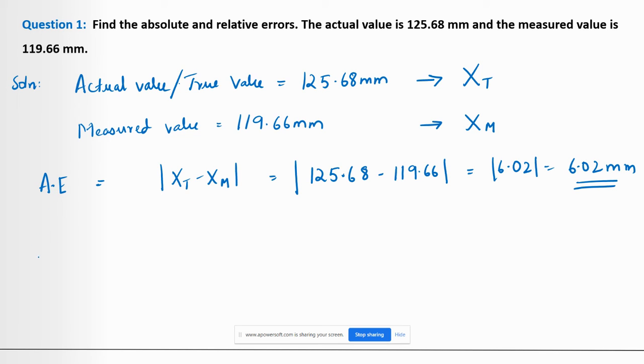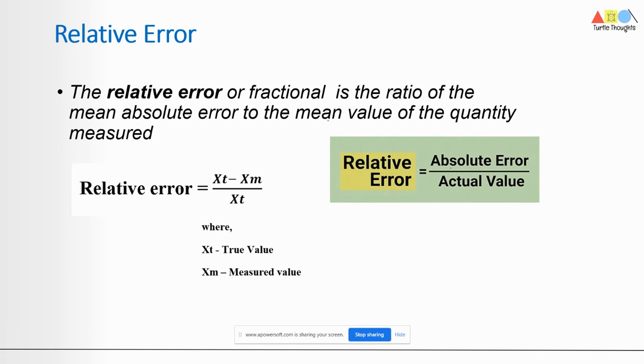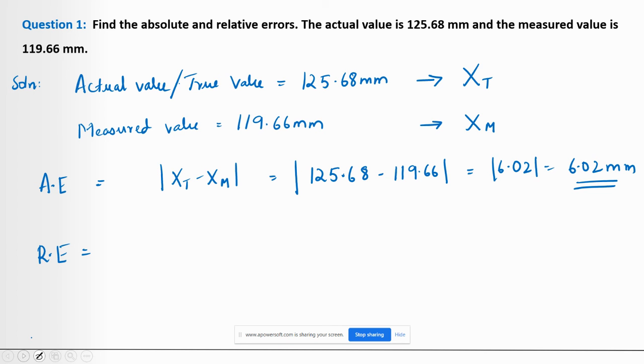Now, what is your relative error given by? We know that relative error is given by absolute error divided by the actual value. So I can tell (xt minus xm) divided by xt. This is the formula for relative error.